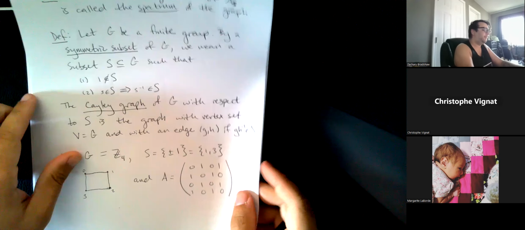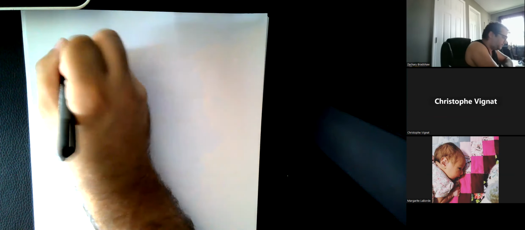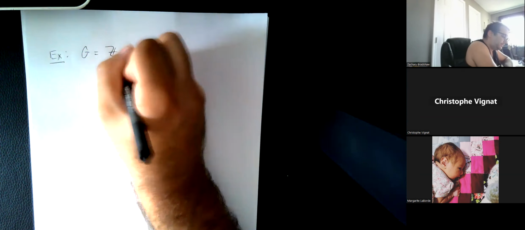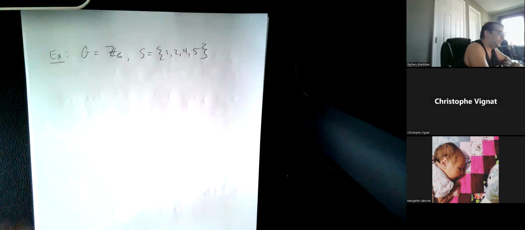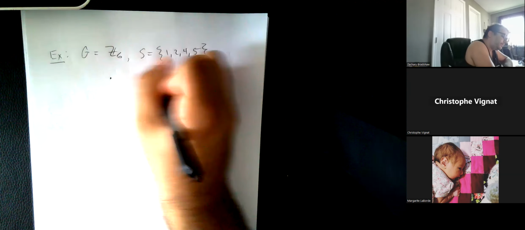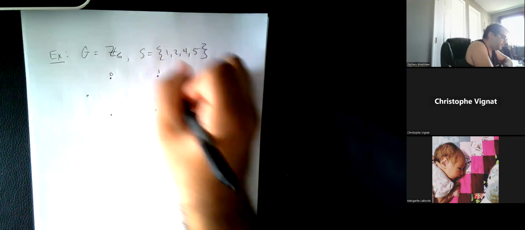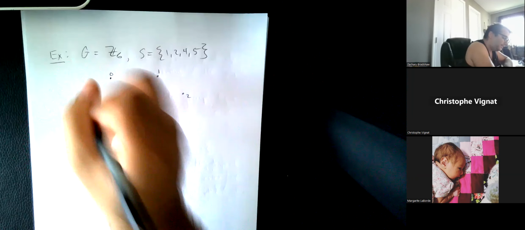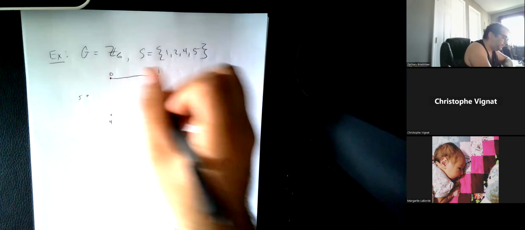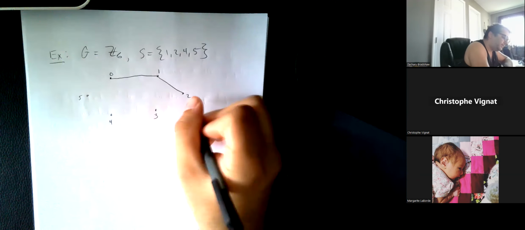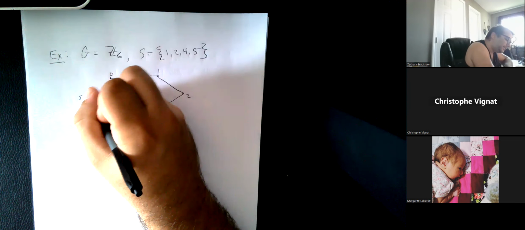As another example, slightly more complicated, we could take G to be Z6, and we could take S to be 1, 2, 4, and 5 modulo 6. And we can label our vertices like so. 0, 1, 2, 3, 4, 5. And I won't go through every single edge, but I will draw it for you. So here are the edges that differ by 1, modulo 6.